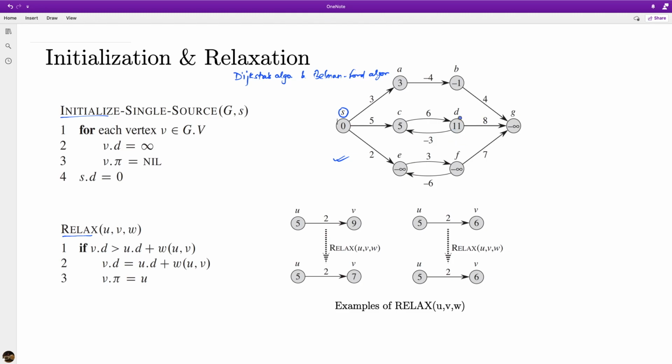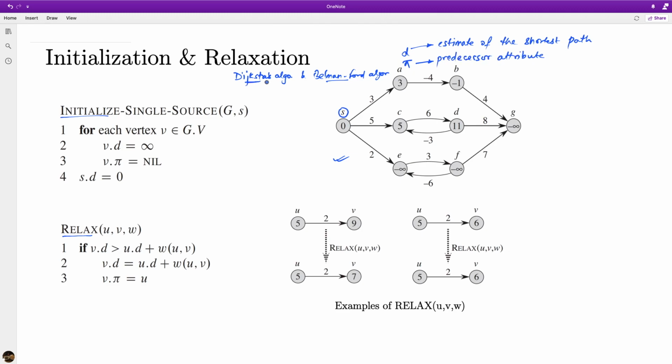Before we run either Dijkstra's algorithm or the Bellman-Ford algorithm, we first assume that every node in this graph has two attributes. The first attribute is D and the second attribute is pi. D is an estimate of the shortest path, and pi is the parent node or predecessor attribute.